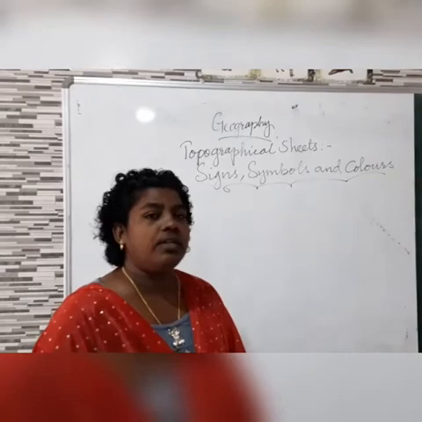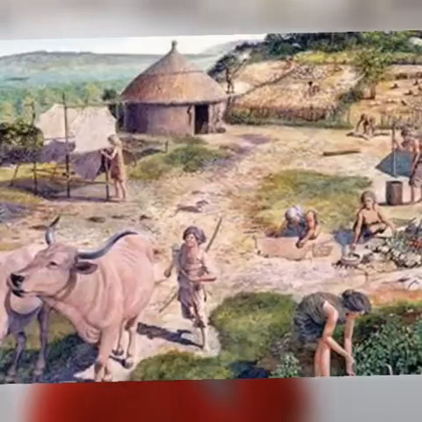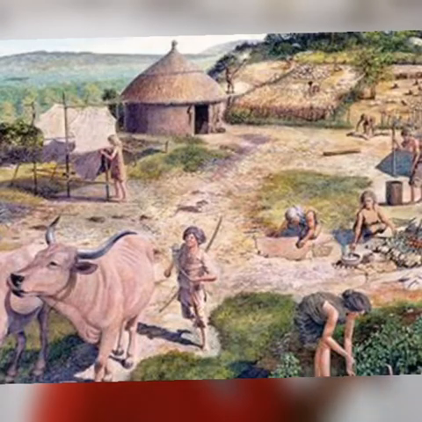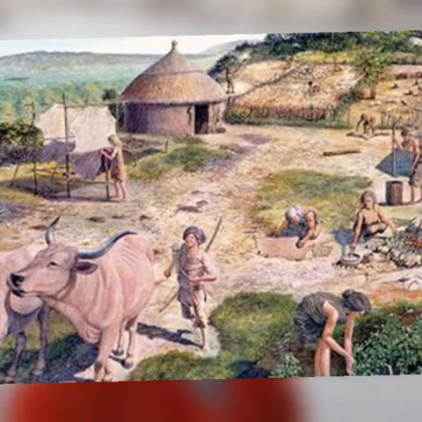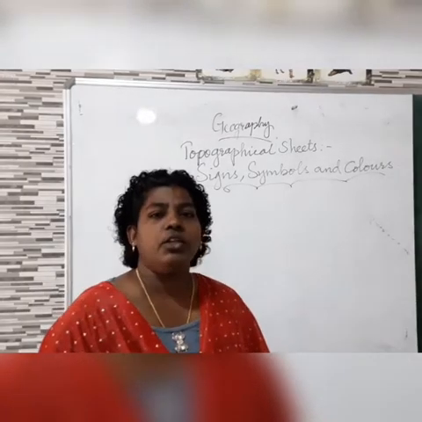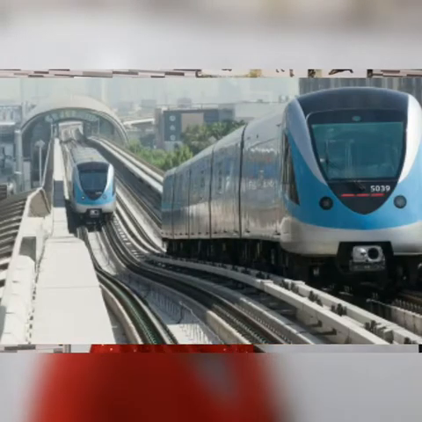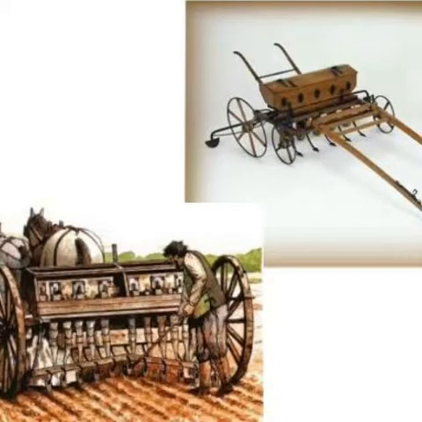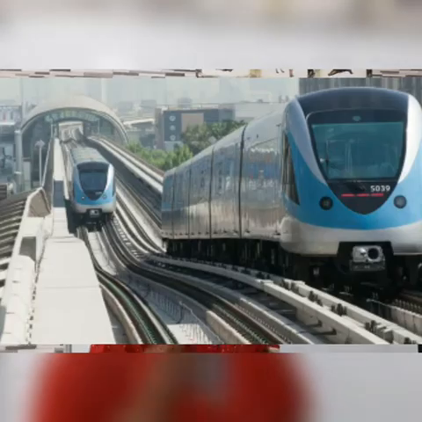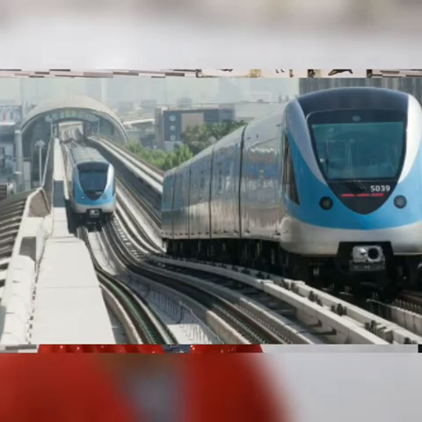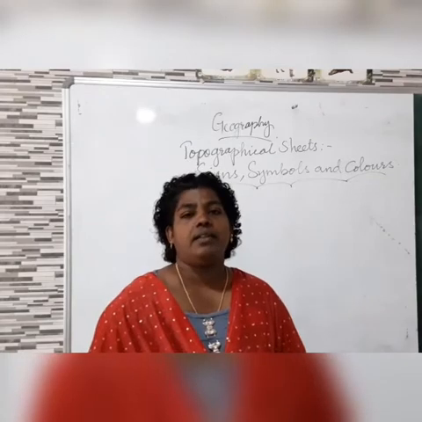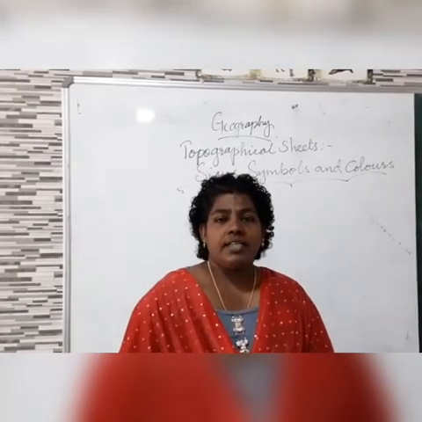What all things are we going to see? Four things mainly today: how the settlements are indicated, how the occupations are indicated, how transport and communications are indicated, and how the land use is indicated in the topographical map. Okay, how are the settlements indicated? We know that there are two types of settlements: one is permanent settlement and the other is temporary settlement.